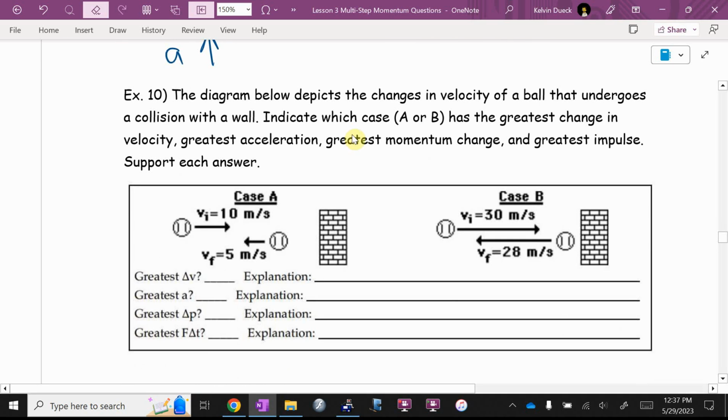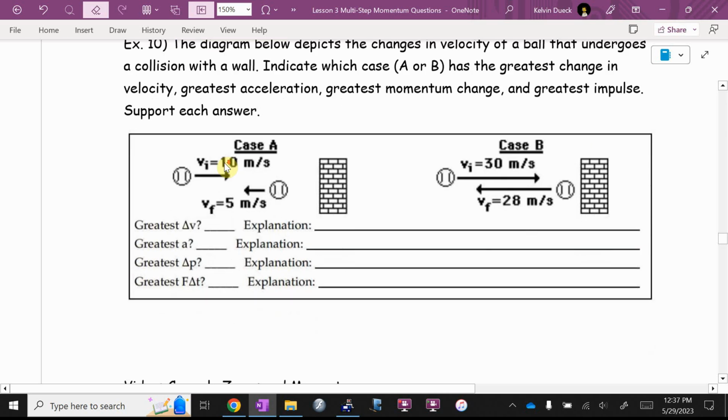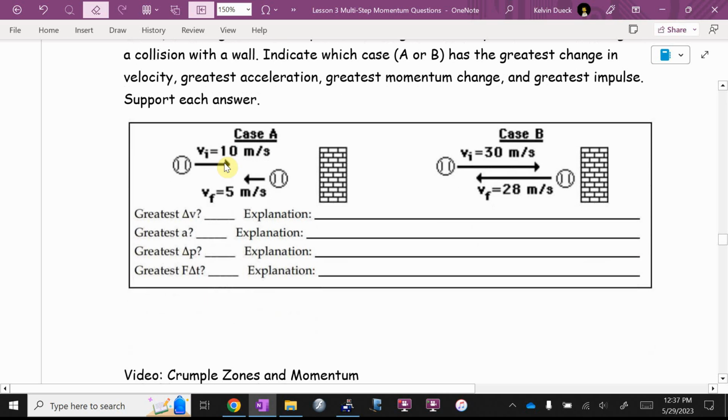Example 10, the diagram below depicts the changes in velocity of a ball that undergoes a collision with a wall. Indicate A or B, which one has the biggest change in velocity, biggest acceleration, biggest momentum change, biggest impulse, and support each answer. So for supporting each answer, I'm going to do my work down here. It says greatest delta V. What's delta an abbreviation for? And what's change in anything? From your formula sheets, very first thing I gave you, but that's one that's worth having in your brain.